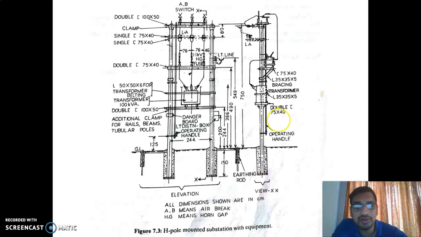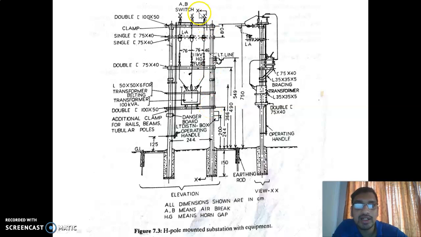Now you can see an H-pole mounted substation. This is a drawing of an H-pole mounted substation. It consists of two poles: this is the first pole and this is the second pole. A transformer is placed on a cross arm that connects the two poles. It looks like an H-shaped structure, so that's why it is known as an H-pole structure transformer. The transformer is erected on the cross arm that connects the two poles.